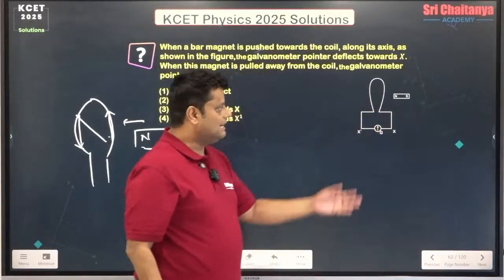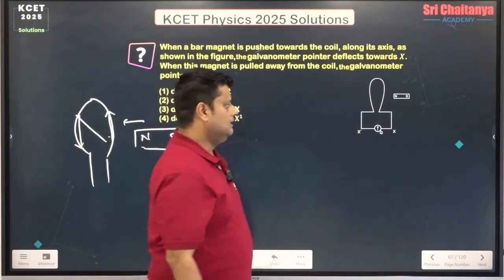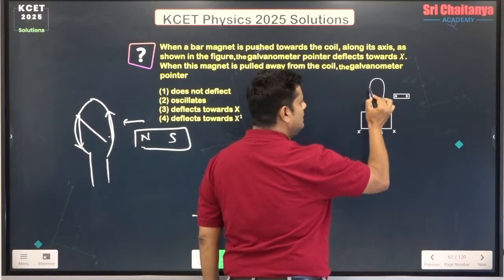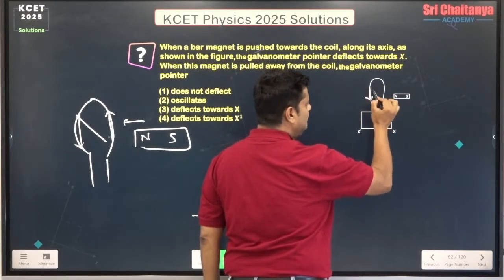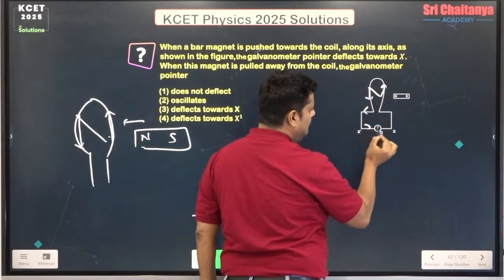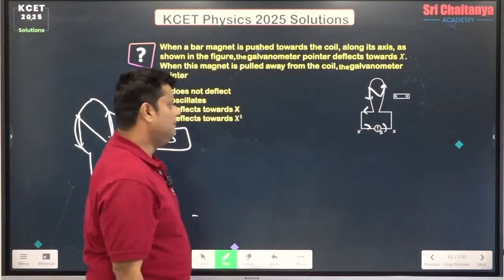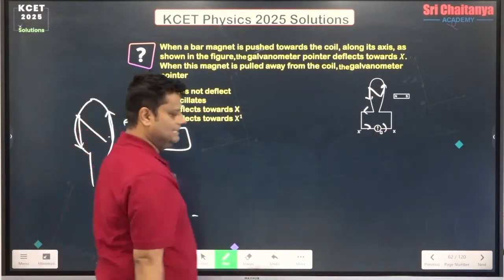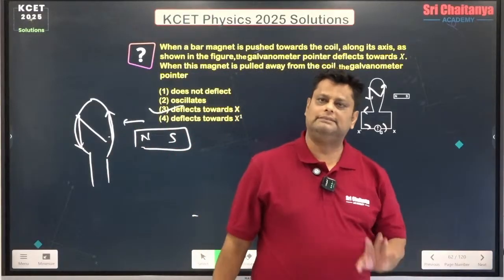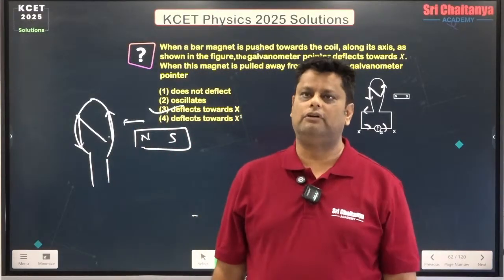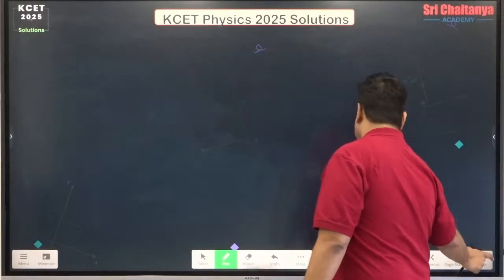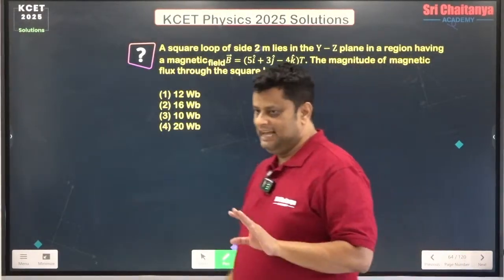If this north pole is coming towards this simple loop, it will act as a north pole, and the current will be in this direction. So it will be going from X bar to X, so it will deflect towards X. This will be the correct option. It is a very straightforward question. I hope you understood it. The next question is, we have a square loop.